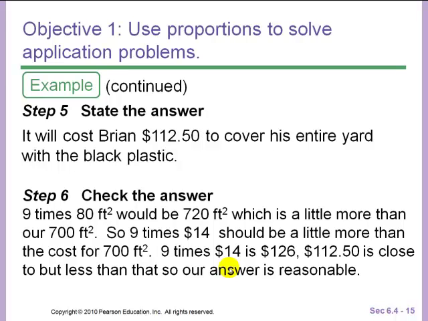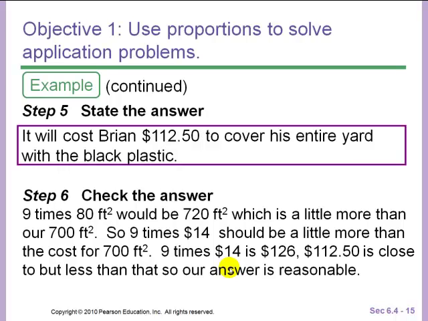To check this, note that 9 times 80 square feet would be 720 square feet. That's a little bit more than what we want of 700. So therefore, 9 times $14 should be a little more than our cost for the 700 square feet. 9 times 14 is 126, and 112.50 is close to, but less than that. So therefore, our answer of $112.50 is reasonable.